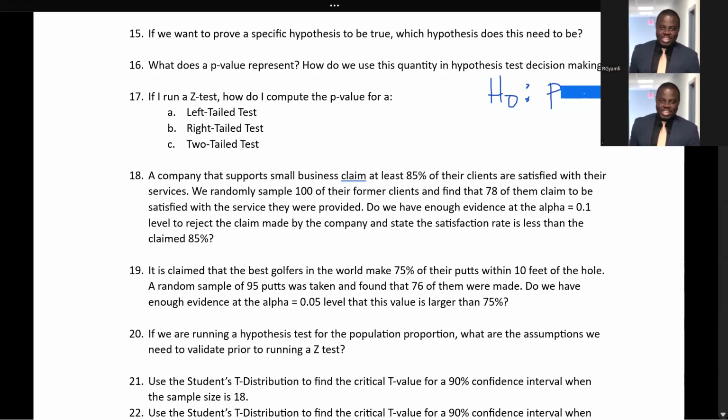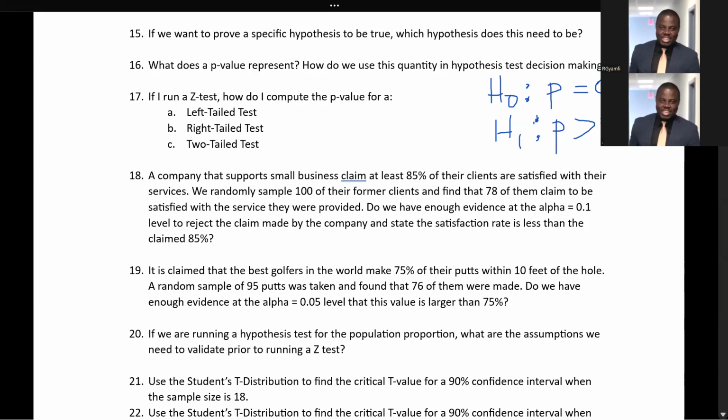So this is P equals 75%. And this is P because it's percentage. Remember, proportion or P is always a fraction, decimal, or percentage. And then it says, what are we testing for? Let's see. Do we have enough evidence that at the alpha level of 0.05, this value is larger than 75? Okay, so larger than 75%.